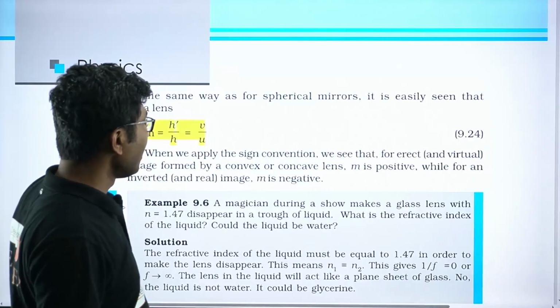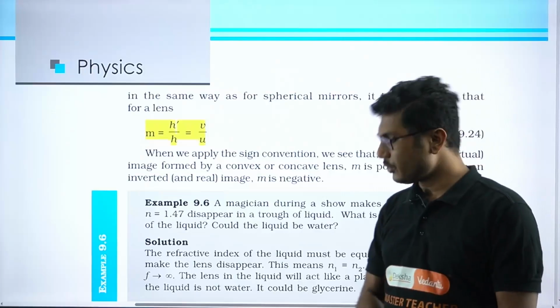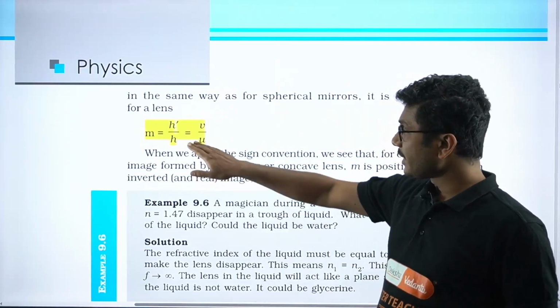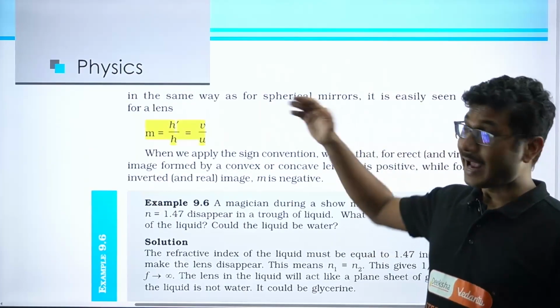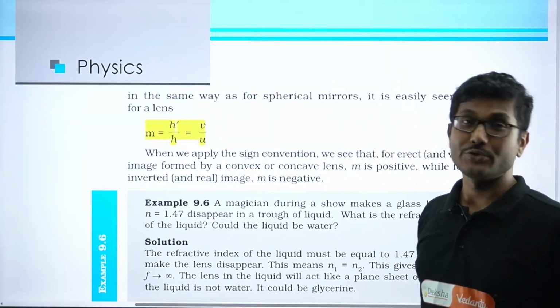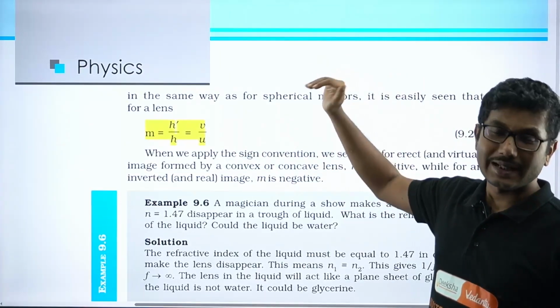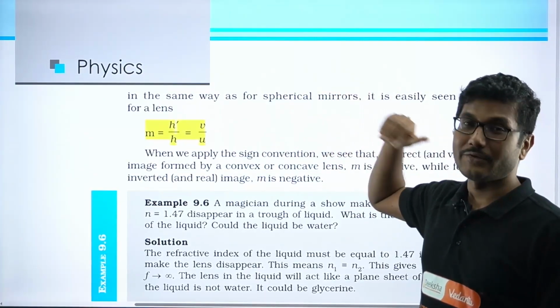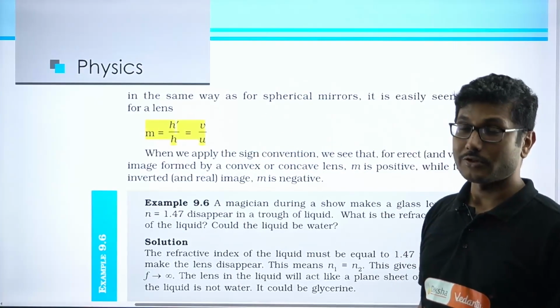Now the magnification is given by m is equal to v by u. So magnification is basically v by u for lens, and here also as usual you have to use the sign. So in case u is negative, v is negative, then those negative signs will cancel each other and m will turn out to be positive.